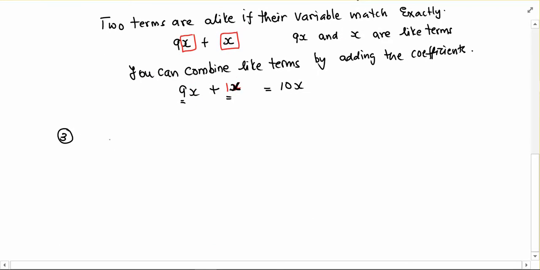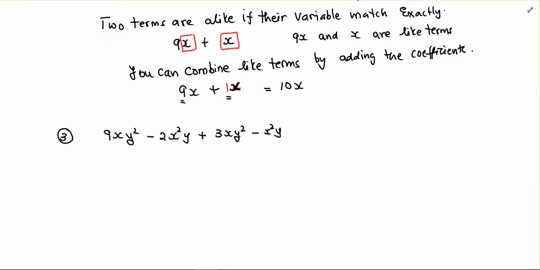So for example, let's say we did 9xy squared minus 2x squared y plus 3xy squared minus x squared y. So now if you look at this problem, first of all, what you want to do is identify the like terms.